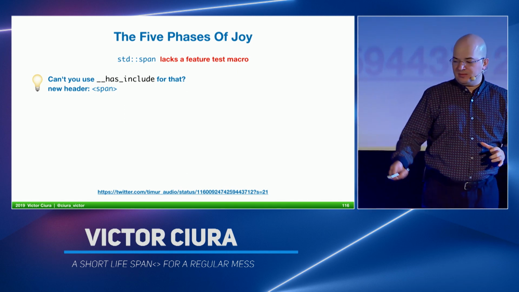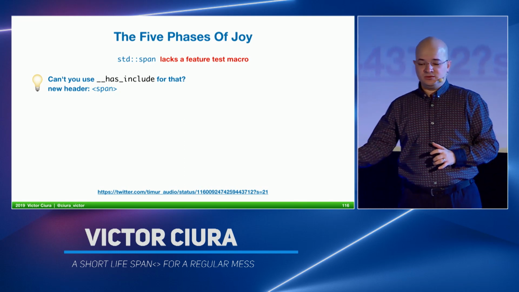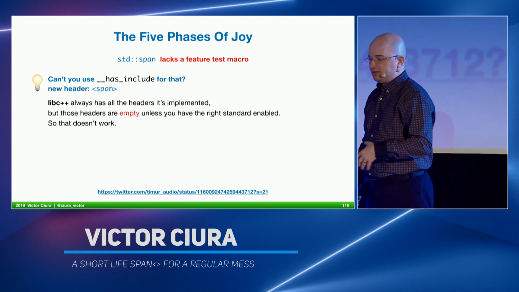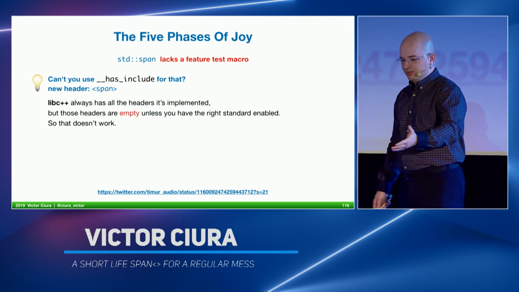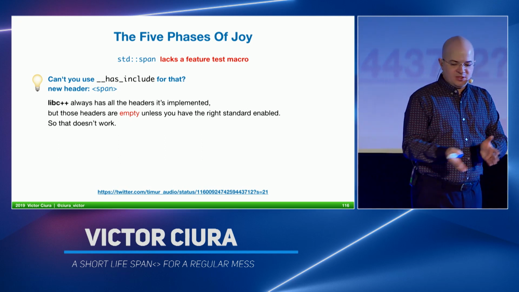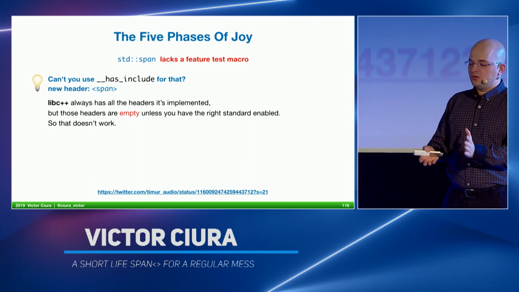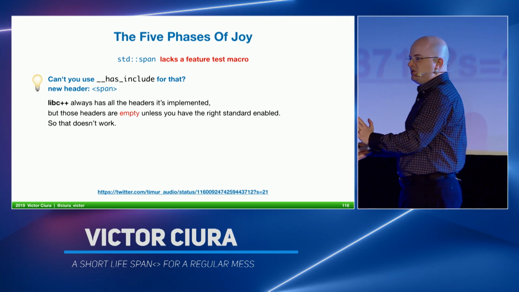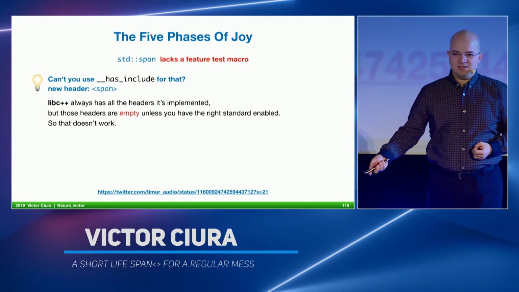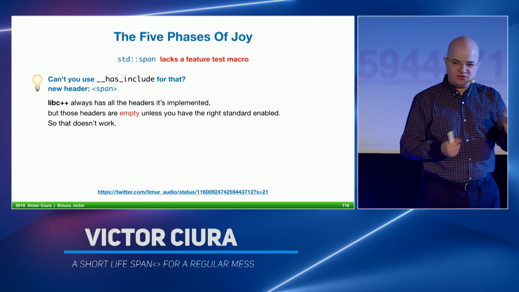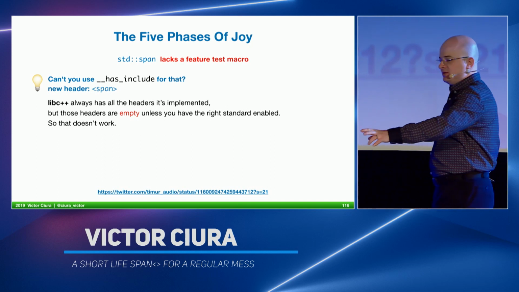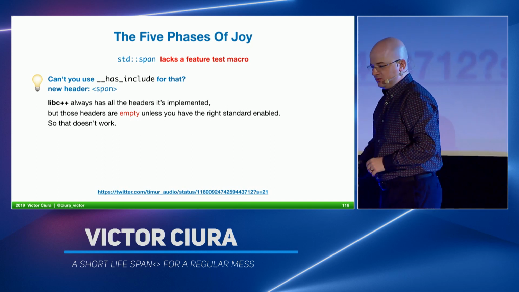But because it lacks a feature test macro, to see if you actually have that implementation in your toolchain, you cannot use hasInclude to check whether you have the span header or not, because most implementations, for example libc++, have all the headers it's implemented and provide the headers, but depending on the standard you're compiling with, it might have an empty body. That header might be empty. So it is physically on disk, but your compiler, depending on the flags you're compiling with, whether it's C++14 or 17, might not have that content. So you cannot use hasInclude for that.